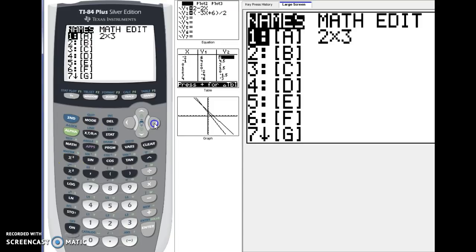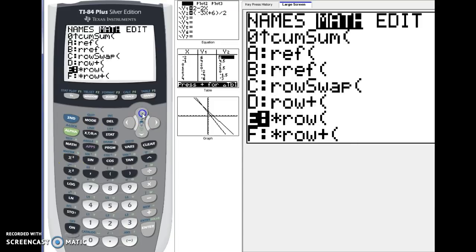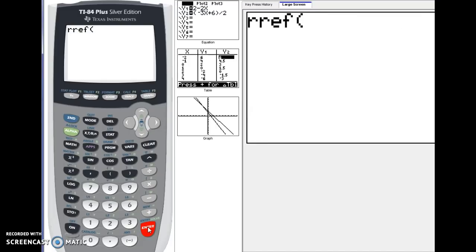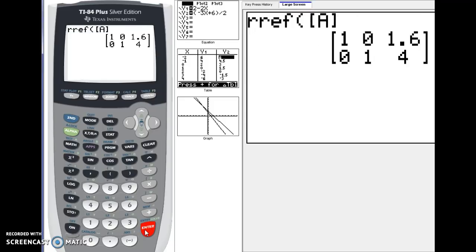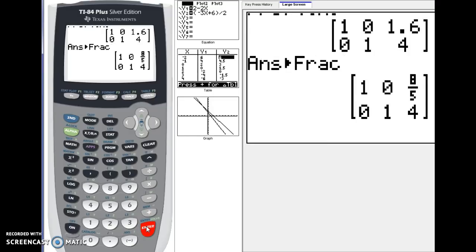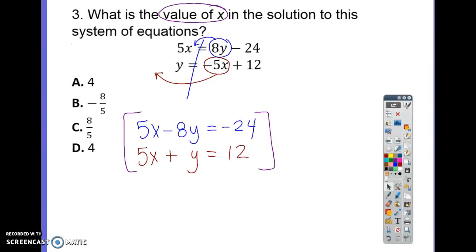Second matrix, arrow over to math, go up to RREF, press enter 1 time, because your cursor needs to be right next to the parentheses. And then second matrix, enter, enter. That gives you a decimal. I want a fraction, so math, enter, enter, will give me the fraction. My solution is at 8 over 5, that's my x, comma 4, that's my y, but they're only asking for the x.